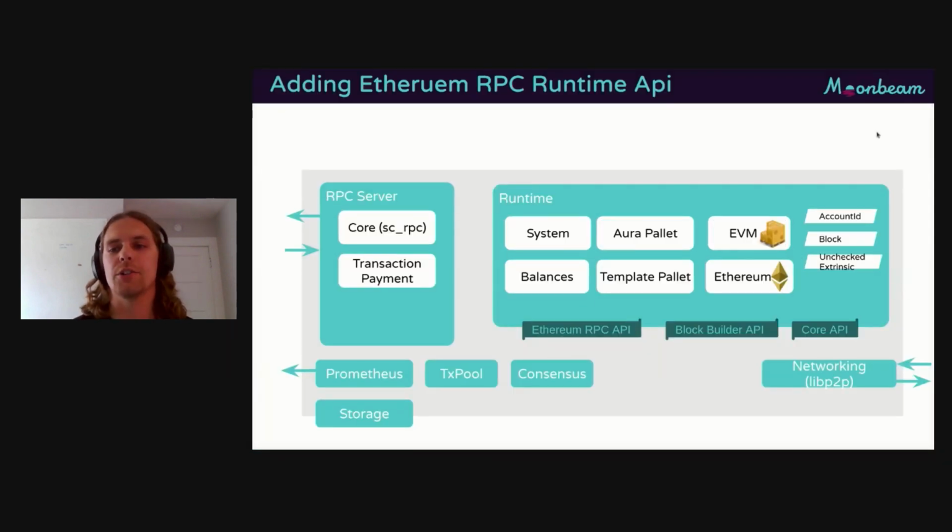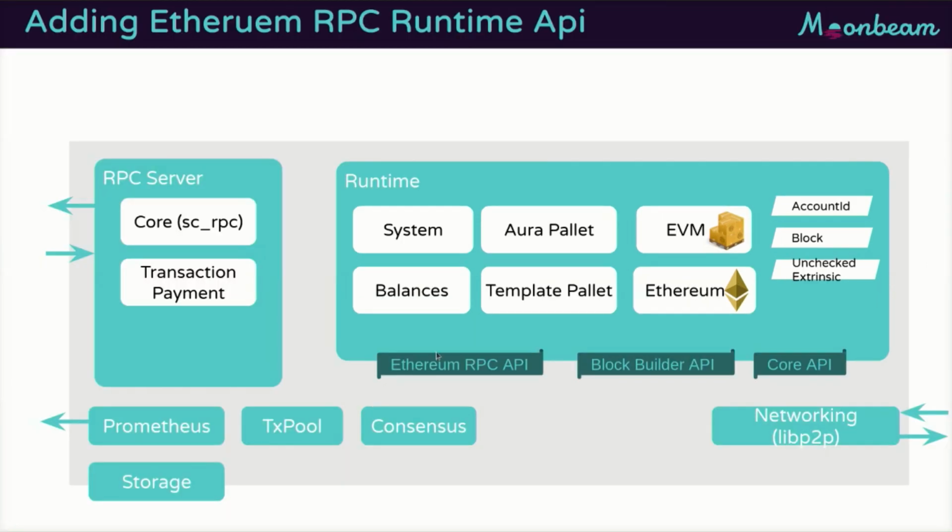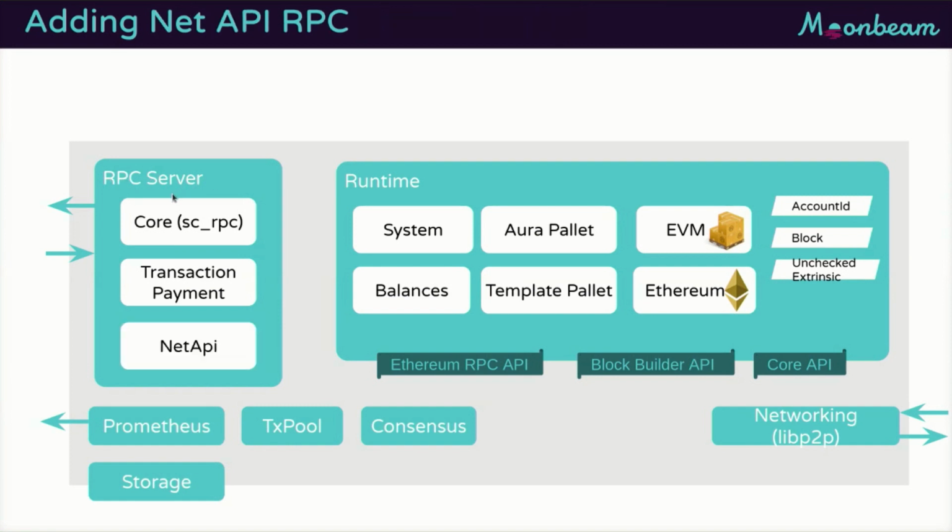Let's look at our architecture diagram. Can you see what's new this time? No new pallets. This is what we're adding: the Ethereum RPC API. This is a runtime API. This is a way for the data that I just showed you that's stored in Pallet Ethereum to cross the WASM boundary and get back out ultimately to our RPC server. And that's what we're going to modify in our next commit. In the next commit, we add the net API, which goes in the RPC server.